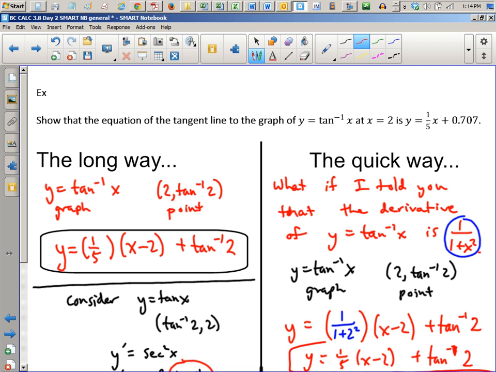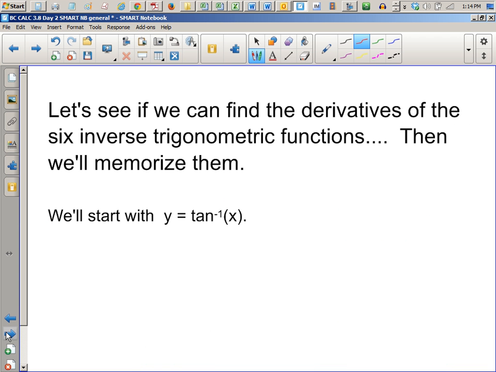The problem is you didn't know that. You didn't know the derivative of arctan was 1 over 1 plus x squared. So my job today is to show you and tell you the derivative of all 6 inverse trig functions so you can just use them instead of figuring them out. Okay? All right, so here we go. Why is the derivative of arctan 1 over 1 plus x squared? Why is that? So we already know the answer for this one. I gave it to you a minute ago.